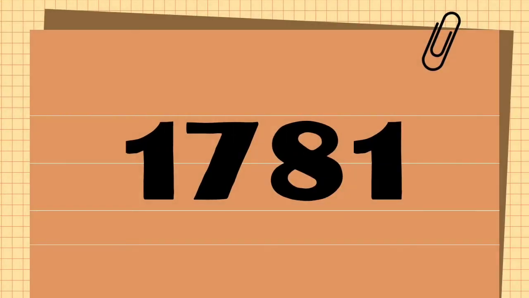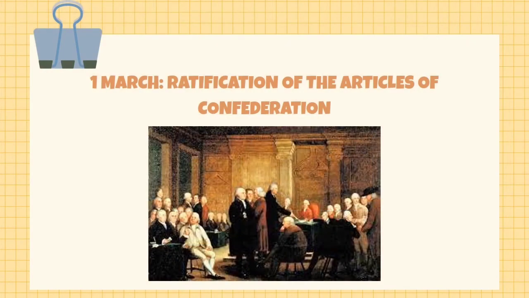And now, we will jump to the year 1781. On March 1, ratification of the Articles of Confederation. On March 1, 1781, the Articles of Confederation are finally ratified. The articles were signed by Congress and sent to the individual states for ratification on November 15, 1777. After 16 months of debate, bickering over land claims between Virginia and Maryland delayed final ratification for almost 4 more years.